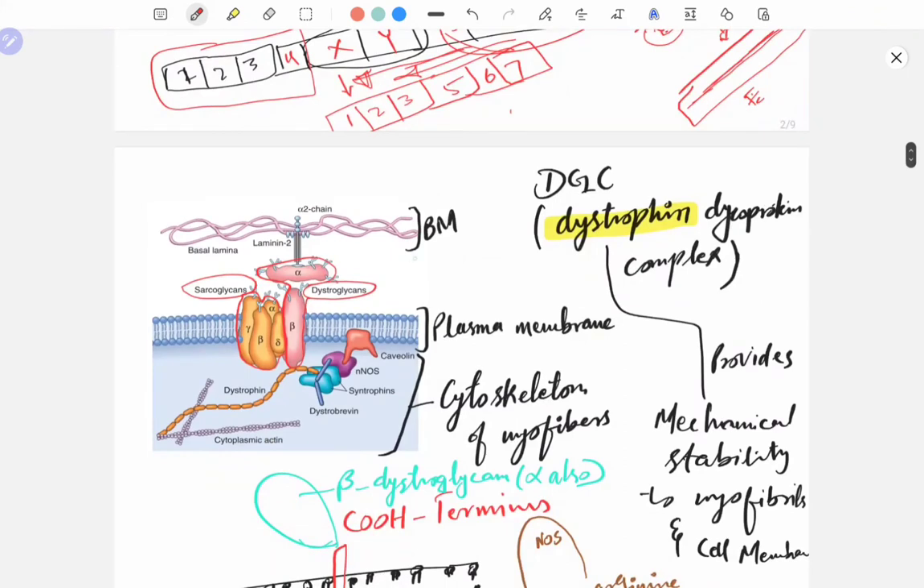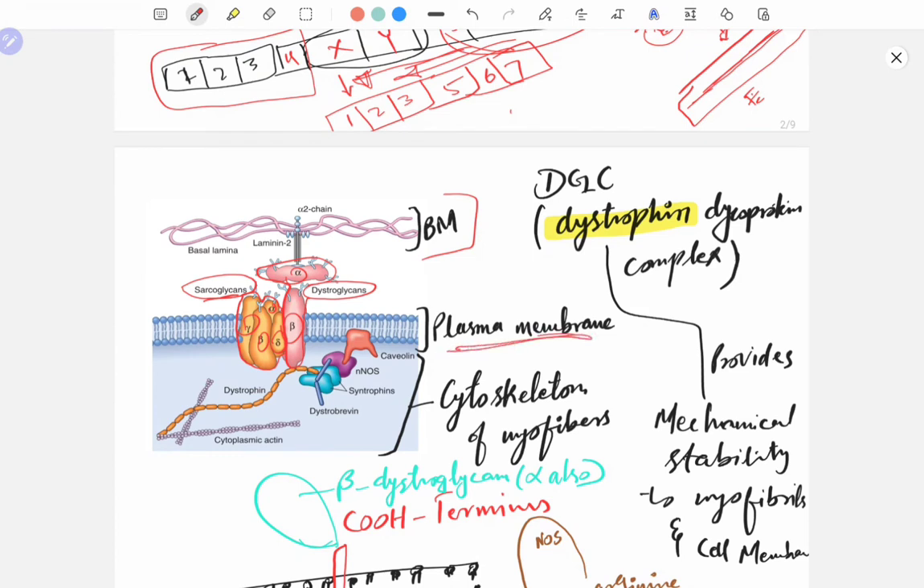You can see this is the basement membrane, where we are now going to see exactly where the dystrophin protein is present in the cell membrane. You can see this is the dystrophin, this is the alpha arm, and this is the beta arm. This is transmembrane, and this is the sarcoglycan protein. It has alpha, beta, gamma, and delta arms.